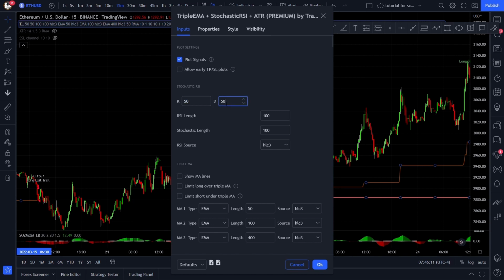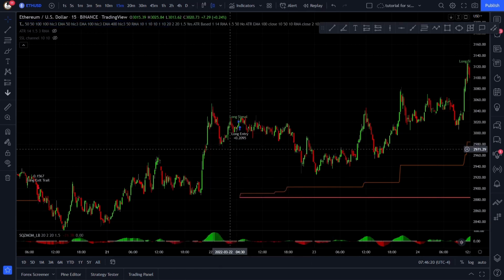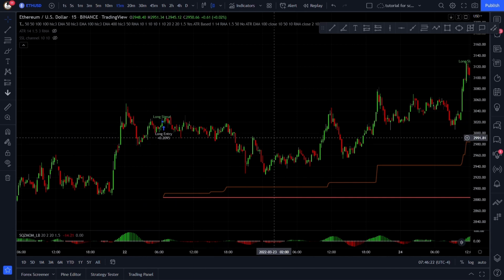I am also changing the stochastic K and D line to 50 and their lengths to 100. This is a basic long-term strategy for the 15-minute chart. Here we can see a winning long example.